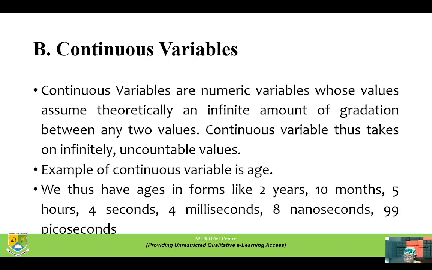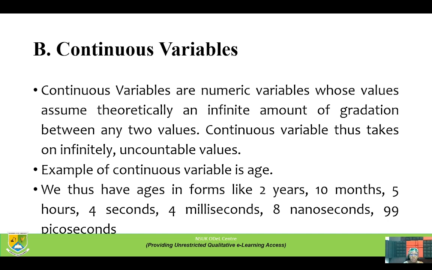On the other hand, continuous variables, which are the other type of quantitative variable, can be anything that can be measured, like distance, speed, weight, and so on. So continuous variables are numerical variables whose values assume theoretically an infinite amount of gradation between any two values. Continuous variables thus take on infinitely uncountable values.